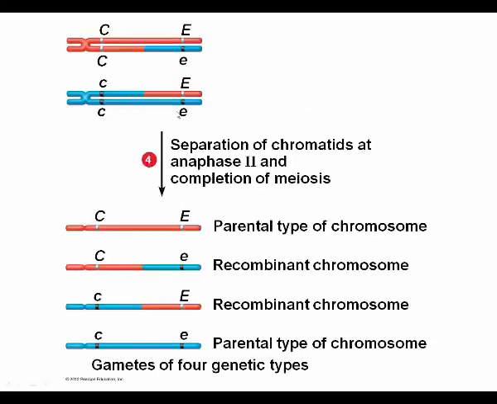So, by the end of crossing over, we have some parental type chromosomes, which is indicated by the arrangement of the alleles in the original parent. These two are parental type chromosomes. And we also have what are called recombinant. Recombinant is indicating that we've mixed DNA from two different sources, in this case maternal and paternal DNA.